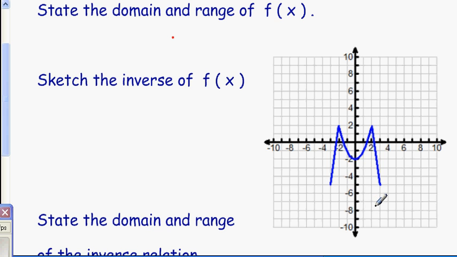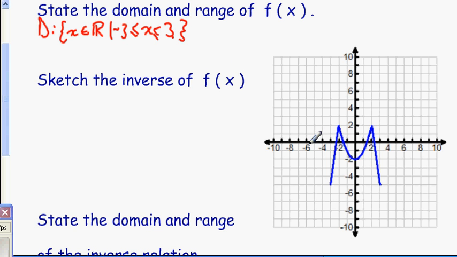For the domain, we take a look at the x values. So you can see the farthest it goes over on the left-hand side, x-wise, is -3. And the farthest it goes over on the right side is +3. So when we write our domain, we want to make sure we say x is between -3 and +3. So it's similar to when we did the domain and range of a circle.